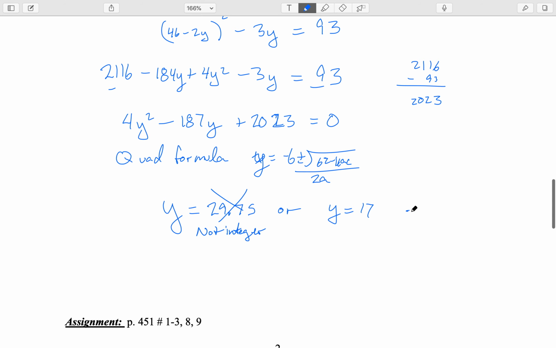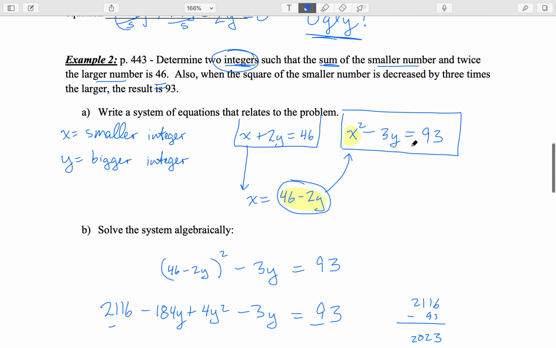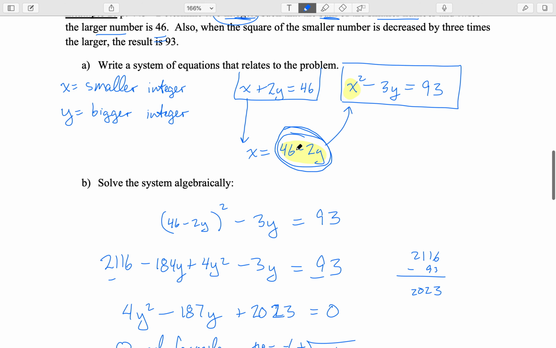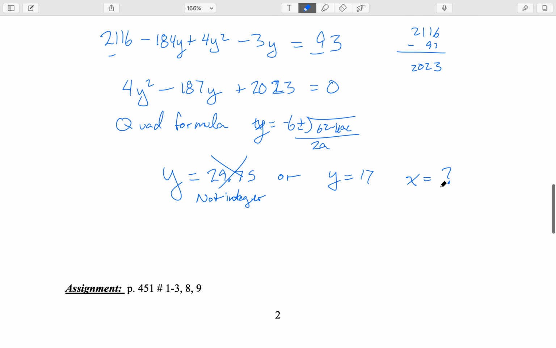That's the y value. So what's the x value equal to? Well, I could go back and plug it into here, or I could plug it into here. Go to the easiest one. And you know what? You've already isolated x. Do this. It's way faster. x is equal to 46 minus 2y. So in other words, x is equal to 46 minus 2 times 17. So in other words, 34. x is equal to 12. So in other words, x value is 12, y value is 17.